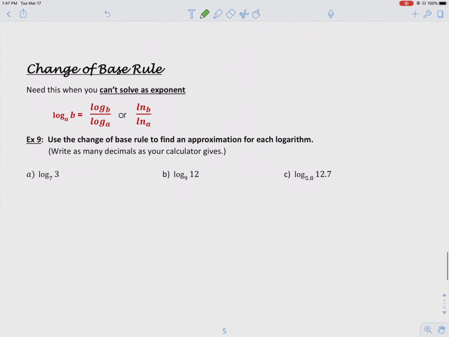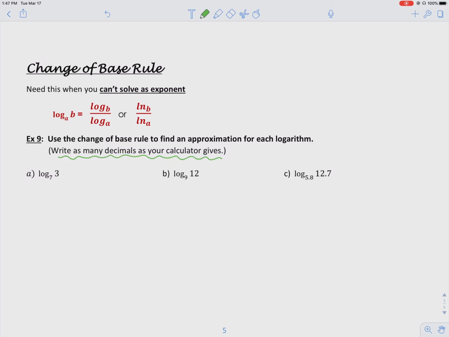The last thing in that section was a change of base rule, and this is just really easy. You're just going to use your calculator, okay? And the key is we want to write as many decimals as your calculator gives. So the rule is, see the log base b that's on the bottom, so it's going to stay on the bottom. I'm going to have the log of 7 on the bottom and log of 3 on the top. So all we need to do is just plug that in your calculator. So you'll just put in your calculator log, and it automatically gives you that parentheses. Close the parentheses and then put in log of 7, and then just hit enter.